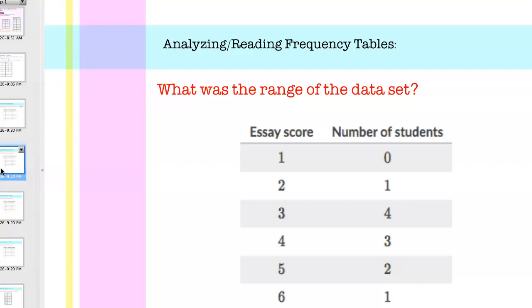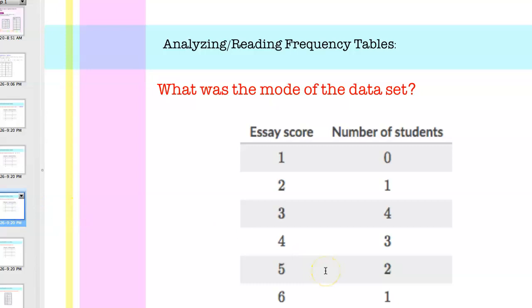What is the range of the data set? Okay, well, let's talk about it. Sometimes students accidentally find the range of the frequency. Remember, this is how often these numbers occur. So the score ranges from a 1 to a 6. So that's 6 minus 1, which is 5. So the range is 5.